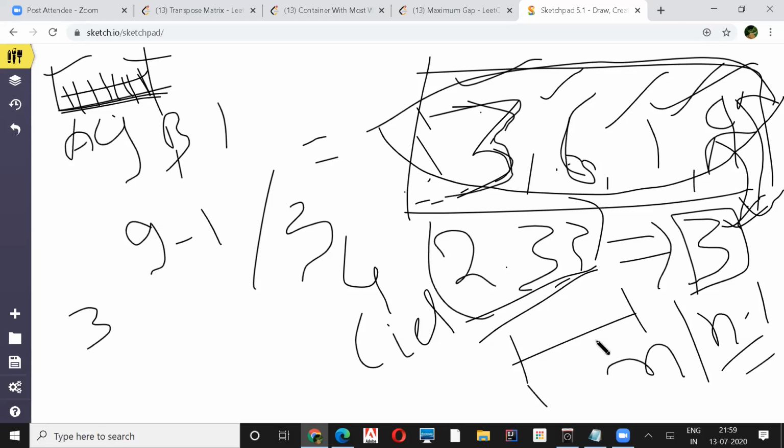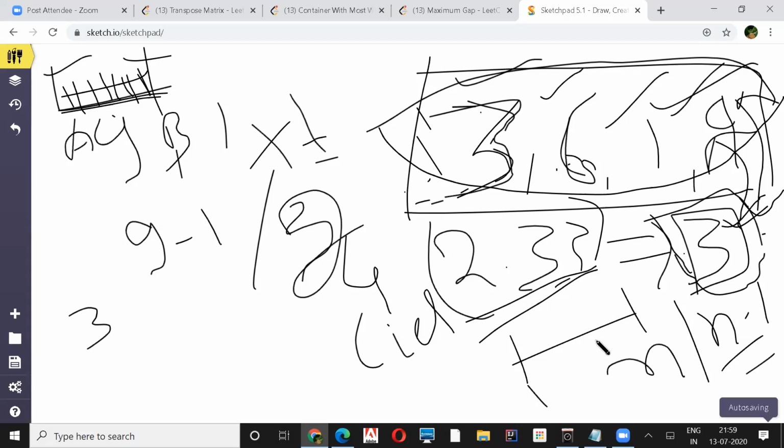So maybe it should be 4 plus 1. So it will be 9 minus 1 divided by 2, whatever the bucket size was, and whatever that answer comes to, you should add 1 to that. Then the same result will also come, right, after adding 1. Oh yeah, so you're saying that instead of 2.33, if you take 3, it will be similar. That is what you're trying to say.